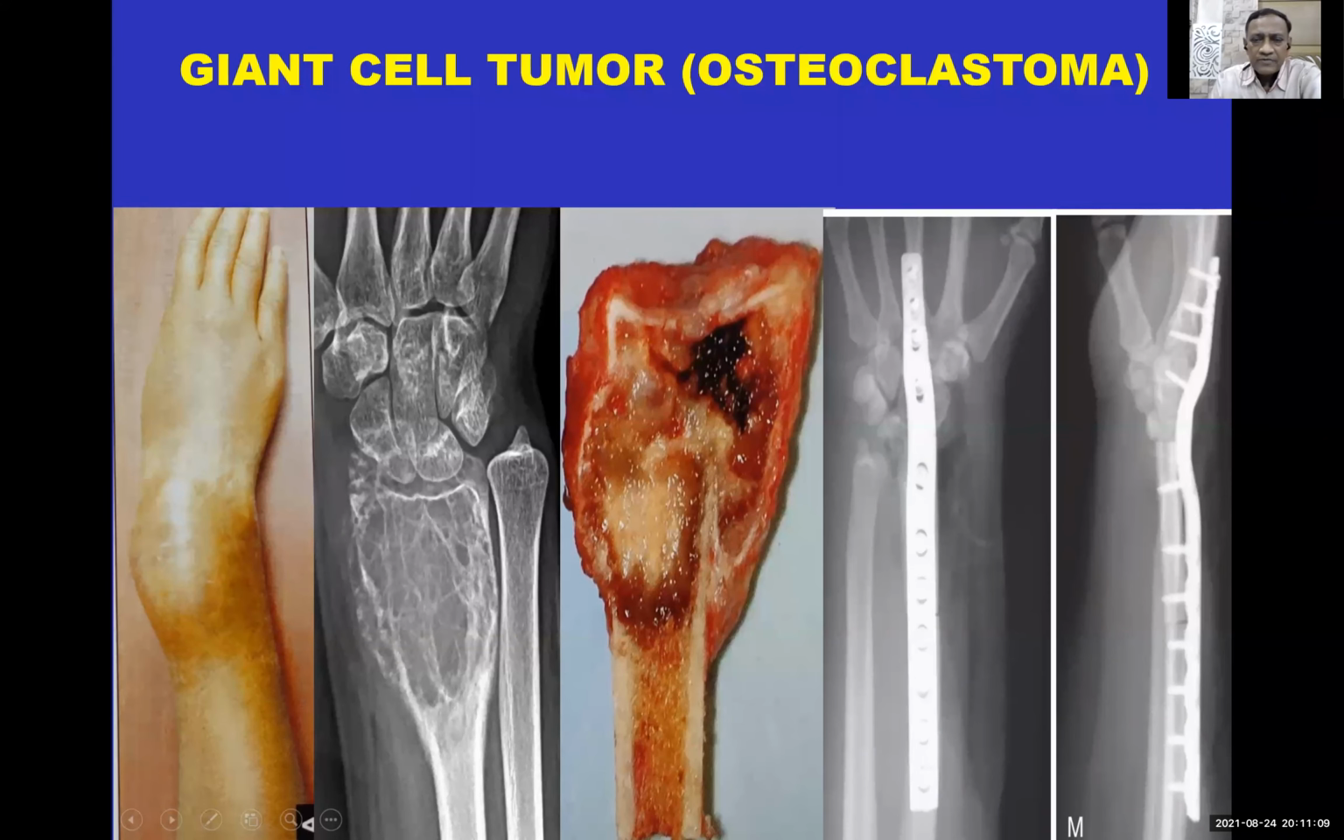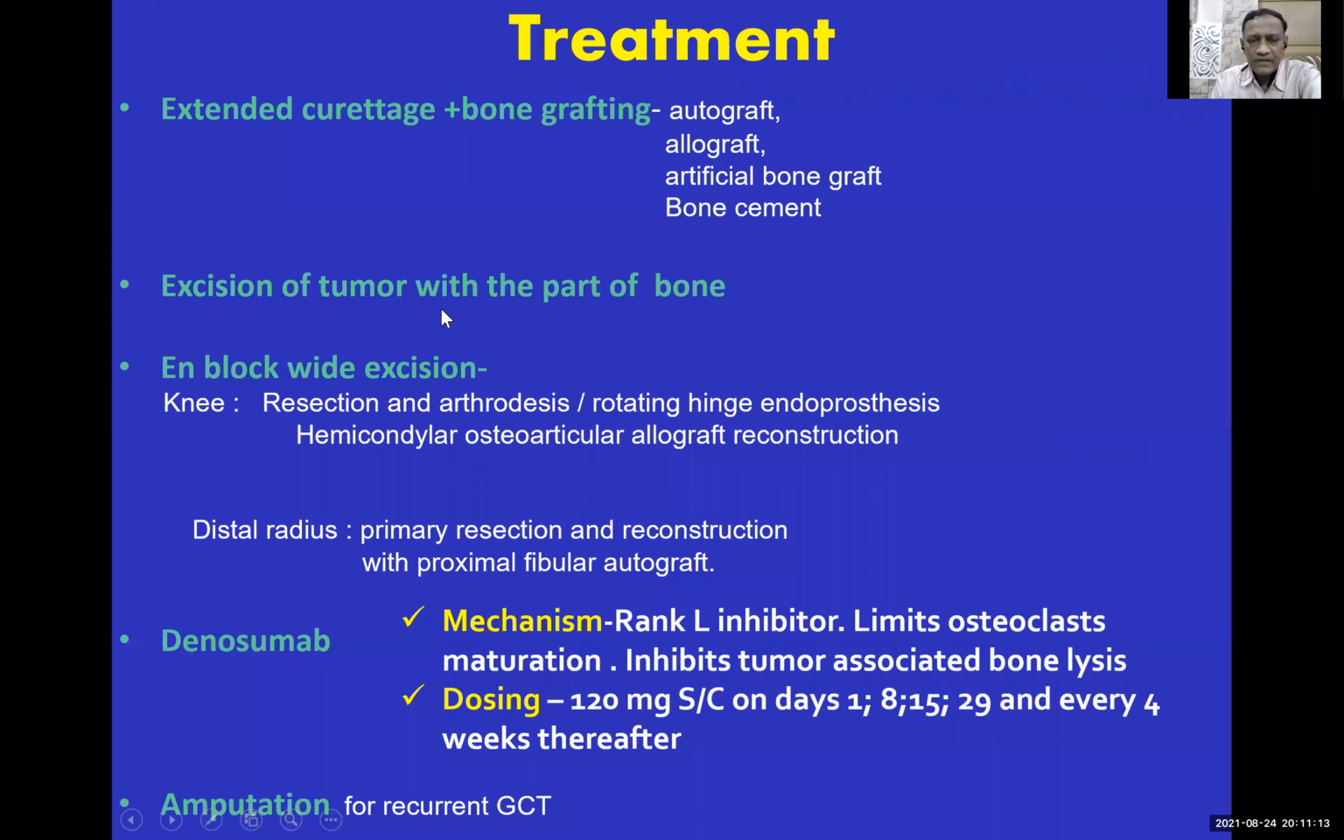There are different types of treatment for giant cell tumor. Bone grafting, you can excise the tumor if the bone is dispensable. Sometimes you have to go for the dissection orthosis, or in like this.